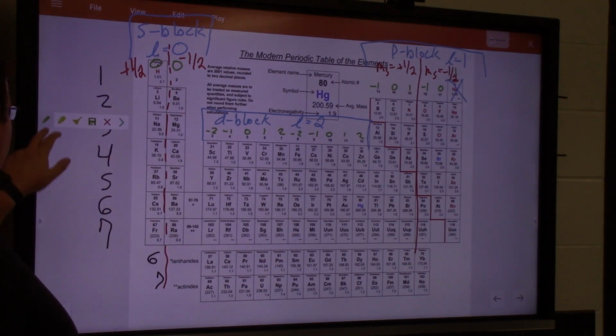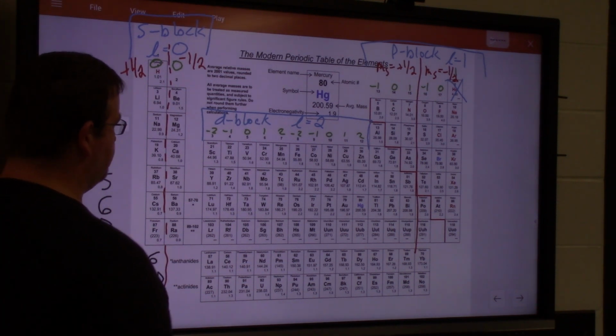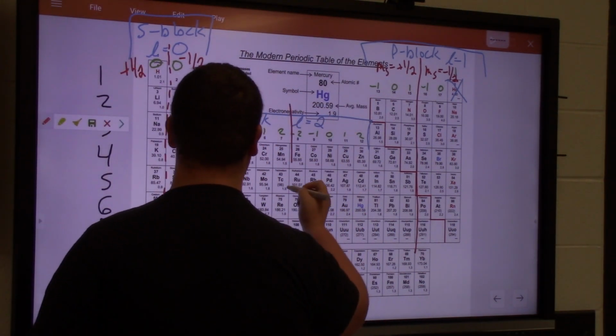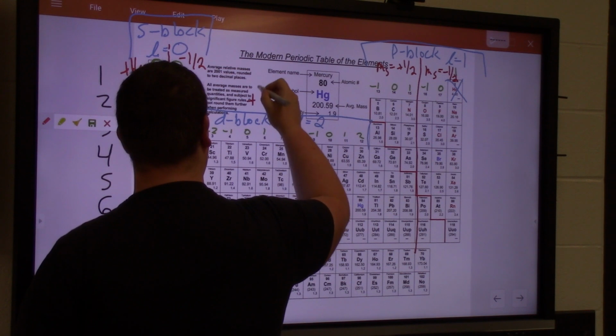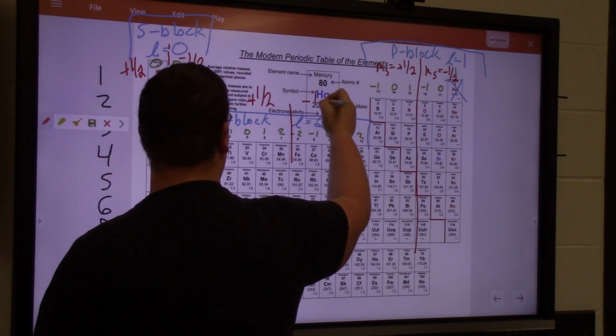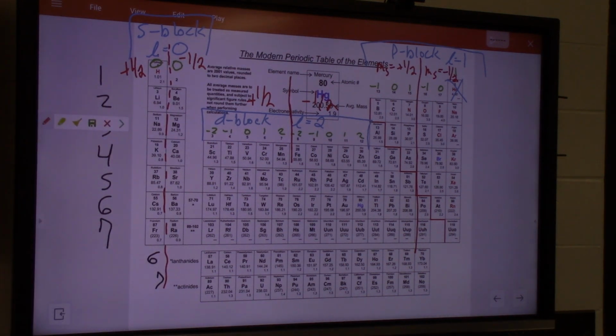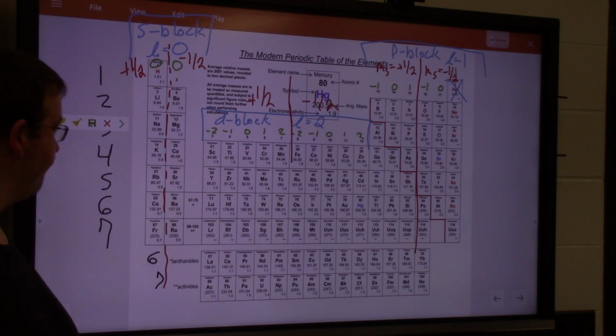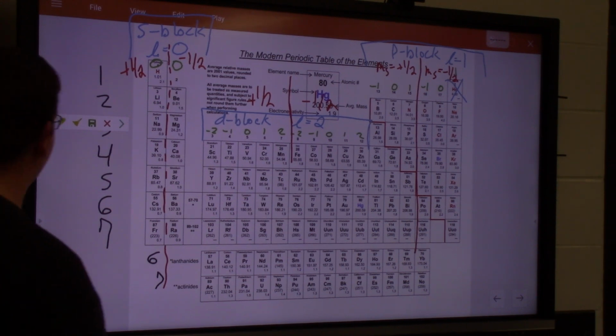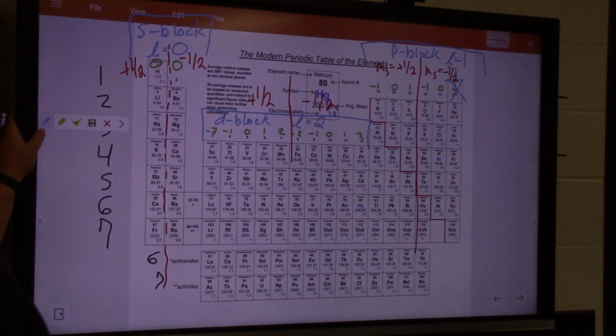Spin quantum number. Split it in half. Over here, it's +1/2. Over here is -1/2. Okay? Now we go to F block.